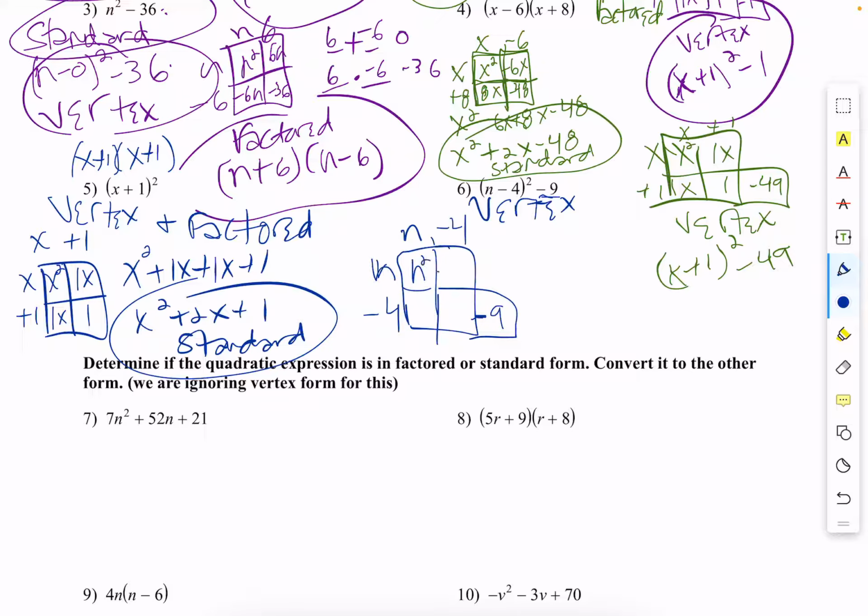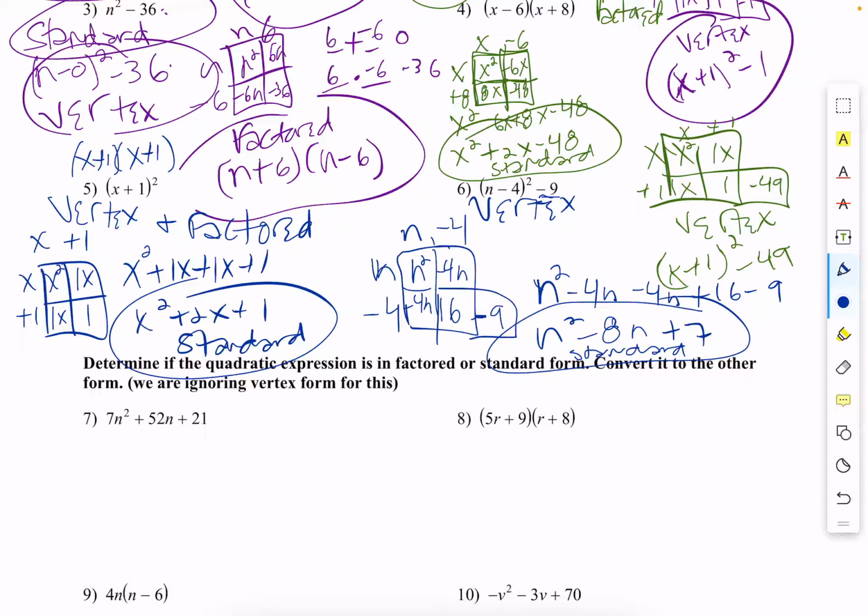So n squared, -4n, -4n, 16. And I'm going to add up all my like terms this time. So n squared minus 8n plus 7. So there's my standard form. And then I can do a box to get the factored form. I'd love for you to try that on your own. And I'll put the answer right here so you can check your answer.